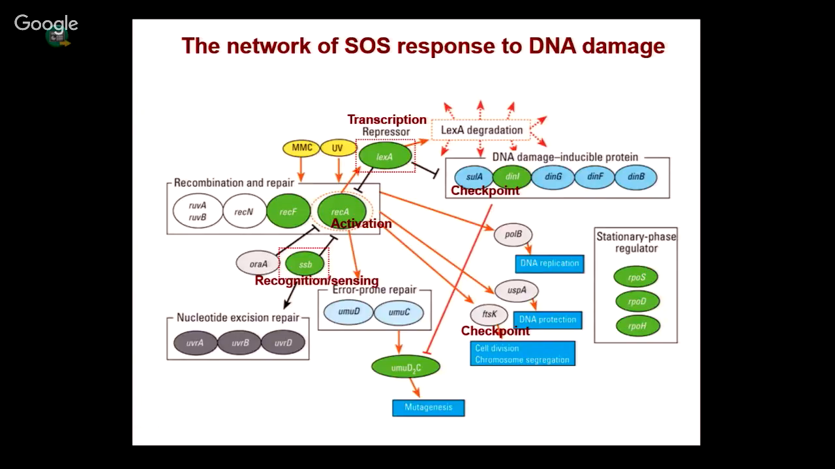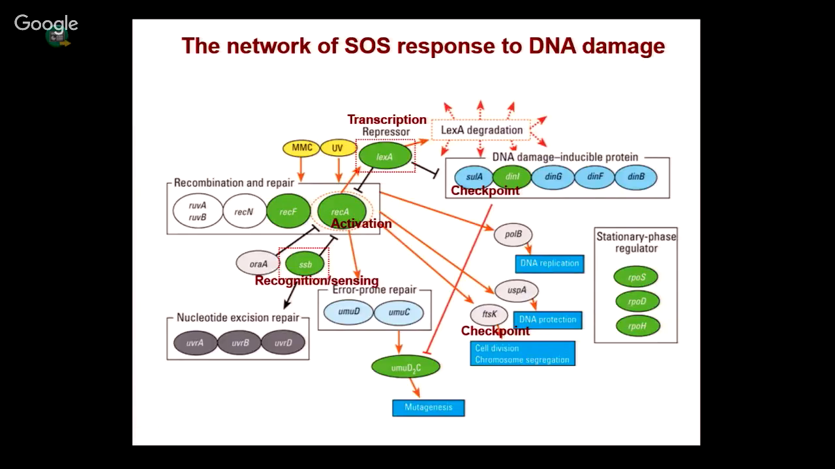There are a lot of, for example, repair genes that are repressed by LexA under normal physiological conditions. Once you have a pathological condition or stress, RecA will be activated, and using its protease activity it cleaves LexA. So LexA will lose its function, and you de-repress, almost equal to activating the transcription of the genes required for repair.